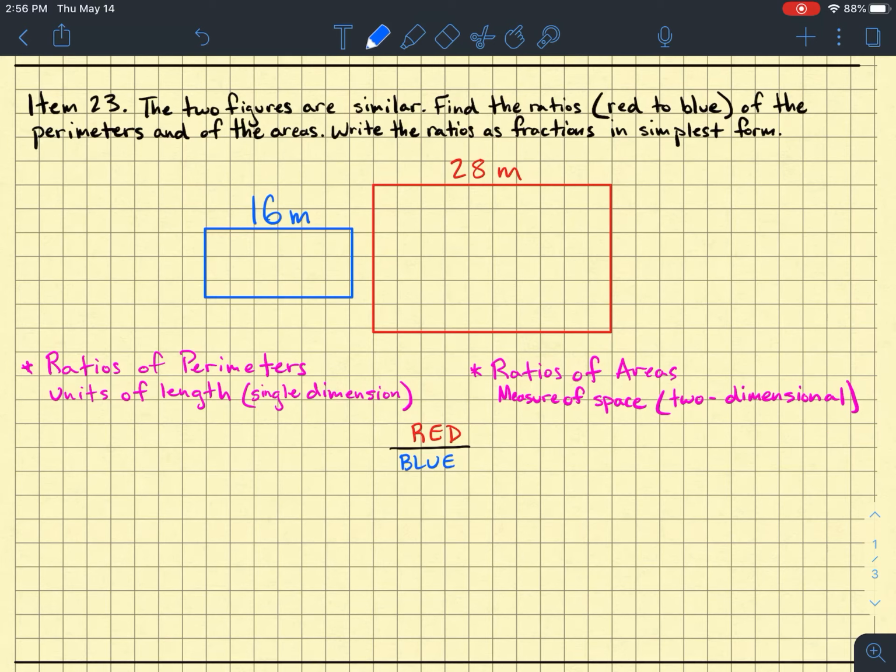We're still going over the Big Ideas Math Chapter 2 review exercises. This is item number 23. You'll see the two figures in blue and red on the Big Ideas Math question. It would read the two figures are, this is key, they are similar, so you know for sure they're similar.